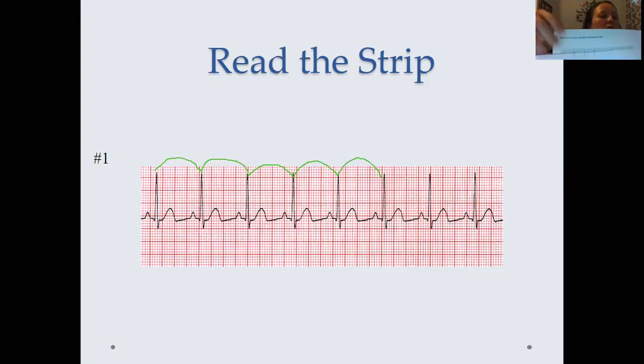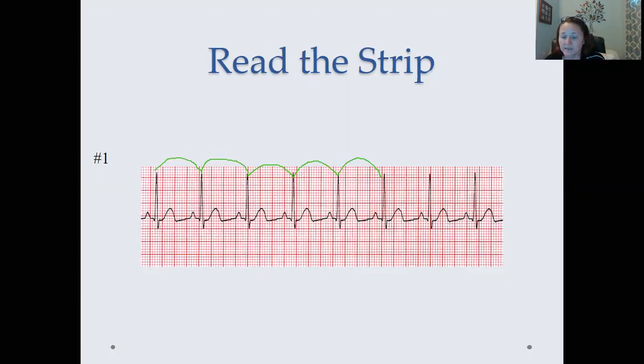Okay, so I'm going to put lines on my paper underneath those QRS complexes. So then what I'll do is I'll run it down the strip to see if they line up. See that? They line up. So that is that paper method of determining if it's regular. So hopefully that helped. So the answer is yes, this is regular.